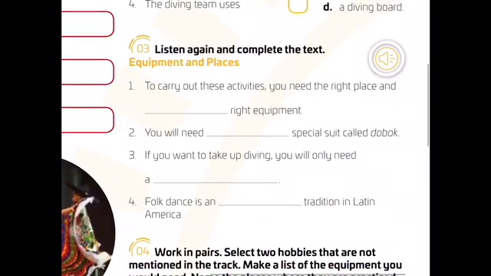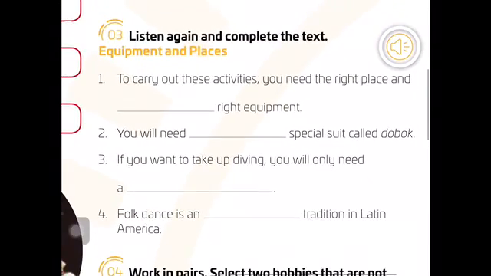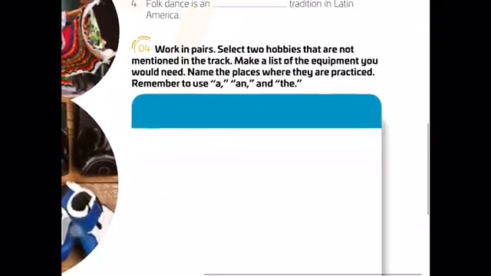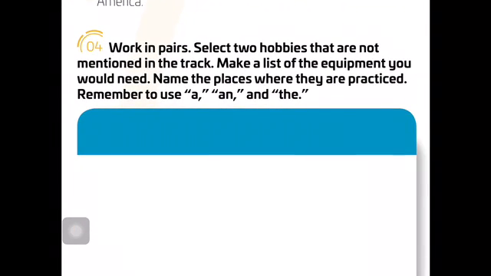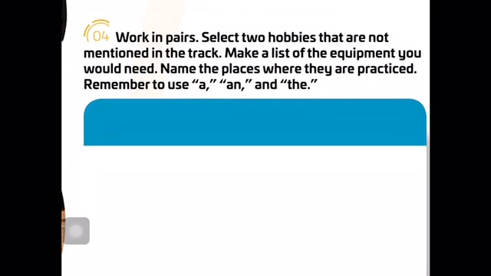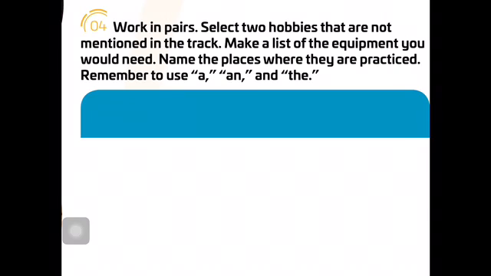Listen again and complete the text. Now you listen and complete. Okay? Very good. Work in pairs. Select 2 hobbies that are not mentioned in the track. Make a list of the equipment you would need. Name the places where they are practiced. Remember to use a, an, and the. Okay? 2 hobbies. You think about 2 hobbies.